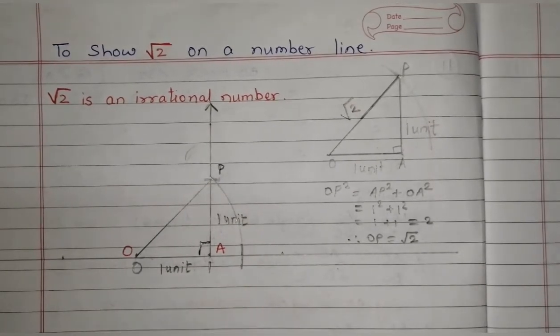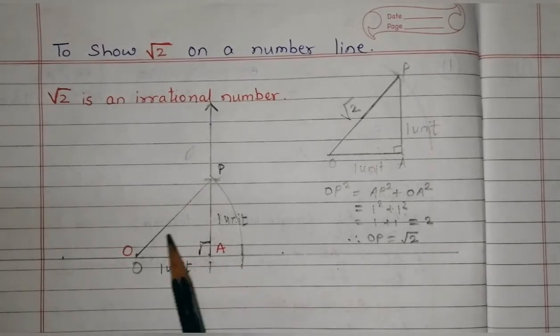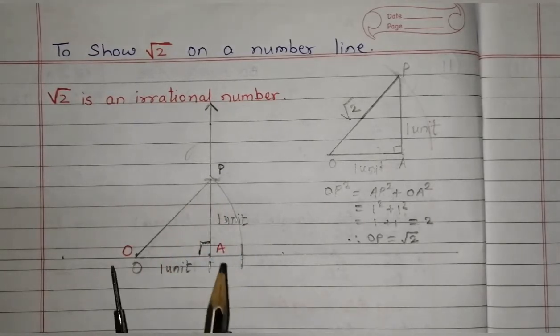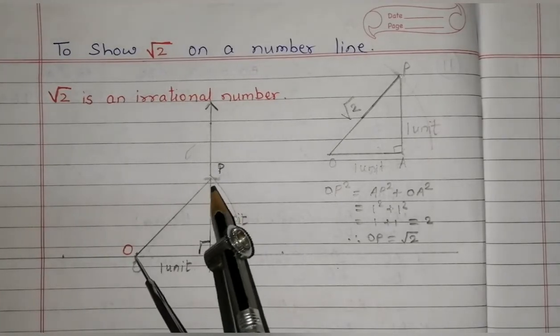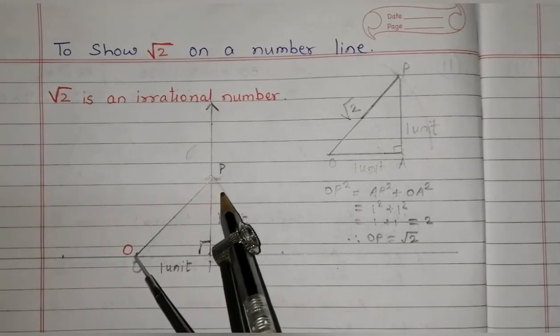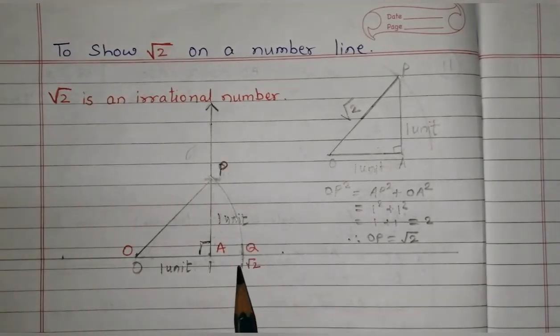So it intersects over here on the number line with the distance root 2 on the compass. This distance is root 2. So here point Q denotes root 2 on the number line.